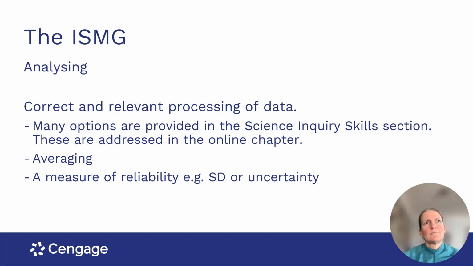Other skills that the kids are asked to do during the textbook practicals are averaging, which is something that everyone should be able to do, and then moving on to those measures of reliability. Beyond that, looking at R and R squared values and correlations and regressions and all those kinds of things, they're really up to what you expect your students to do. The most important thing is that it has to be relevant to the type of data that has been collected.